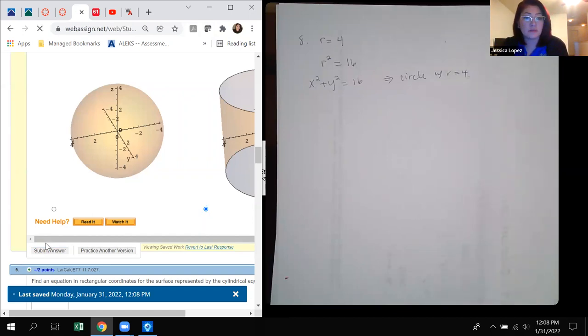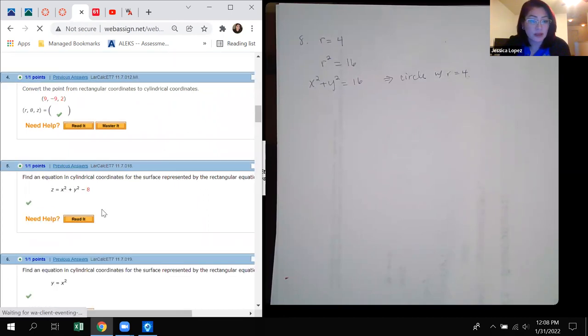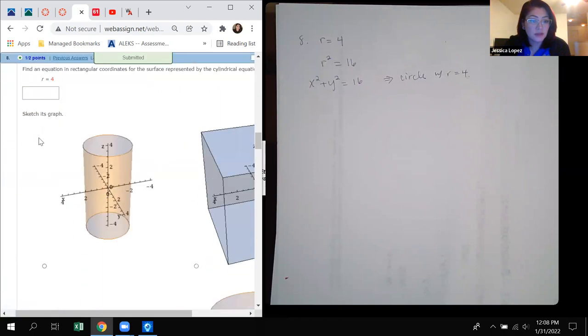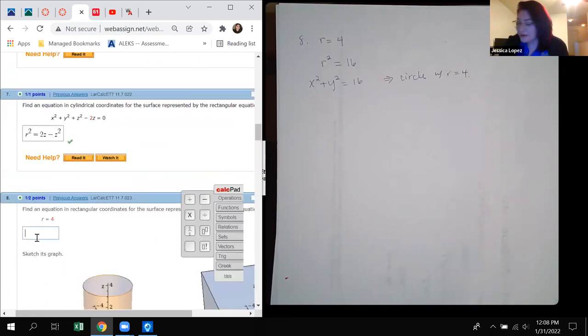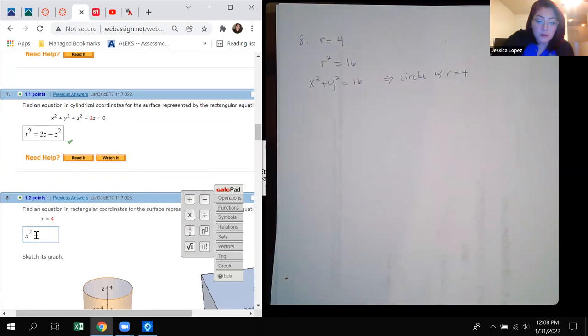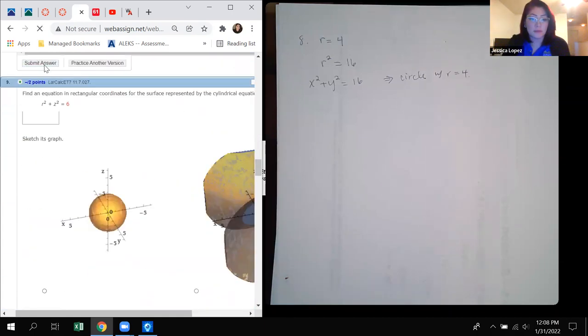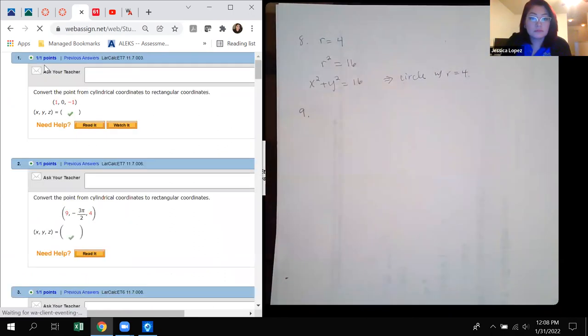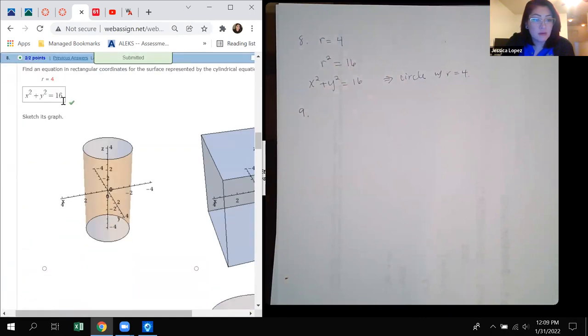So let's go verify that this one is correct. I don't think I was supposed to type anything in. Oops, yeah, I was supposed to type something in. So I got this part right, but I never did answer here. It says find an equation in rectangular coordinates, so we got x squared plus y squared equal to 16. Now let's check it again so we can get the other check mark. Yay, we got the other check mark.